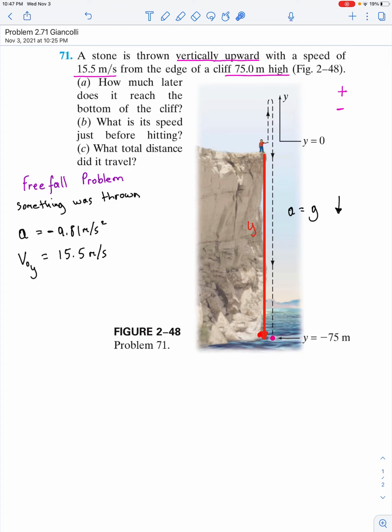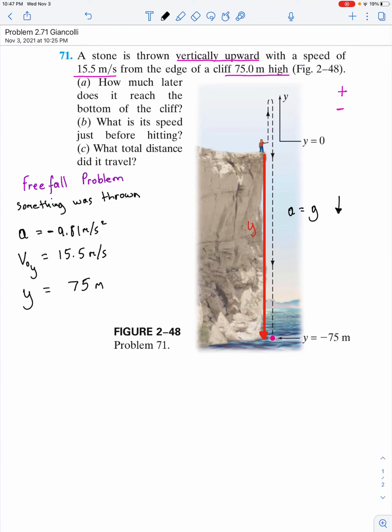This thing is 75 meters high. But I also know that what I'm interested in is the displacement, because my motion equations are based on displacement. So this 75 meters is going to be giving me the displacement of the thing. So I'm going to write my y is equal to 75 meters.